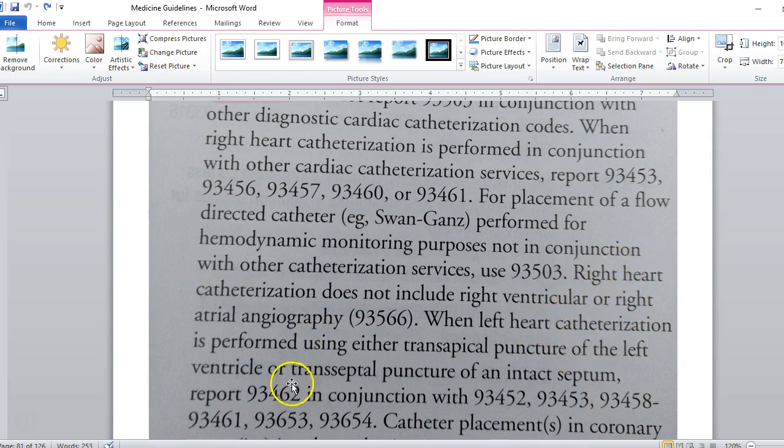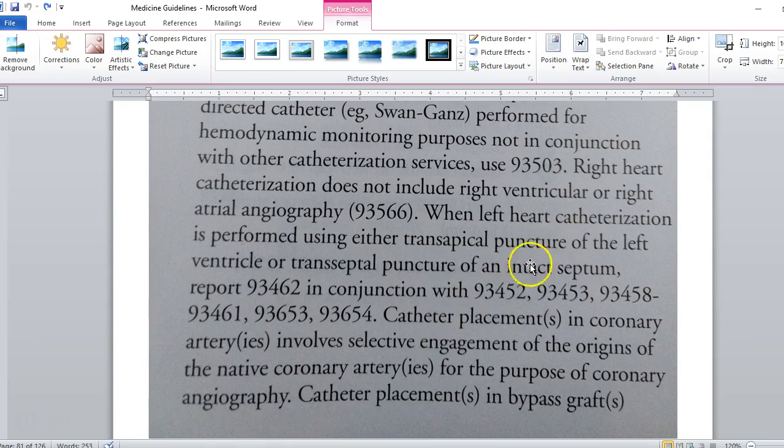Now, this is what's interesting. Right heart catheterization does not include right ventricular or right atrial angiography. That is a separate code. Same thing. When a left heart catheterization is performed using either transapical puncture of the left ventricle or transseptal puncture of the intact septum, report 93462 in conjunction with 93452, 53, 58 to 61, 93653, or 93654. So again, basically they're reminding us that what they've already put in the upper part of the paragraph is only what's included. If we're doing more, it's going to be another code or an extra code.